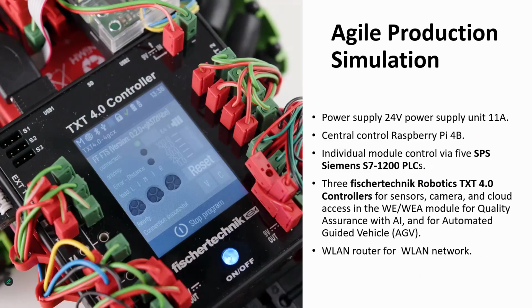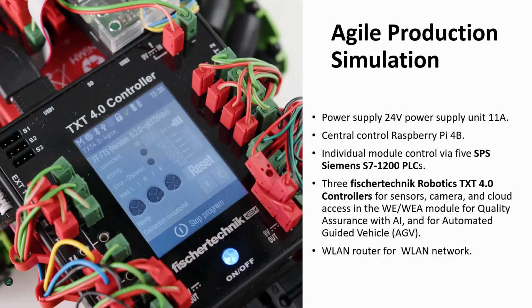So moving right along, we're just going to very quickly review some of the technical specifications. It is, of course, a 24-volt power supply unit, 11 amps. The central control is from a Raspberry Pi 4B. The individual modules, as I touched on before, are controlled with the help of 5 Siemens S7-1200 PLCs. So each of those 5 modules has its own PLC.